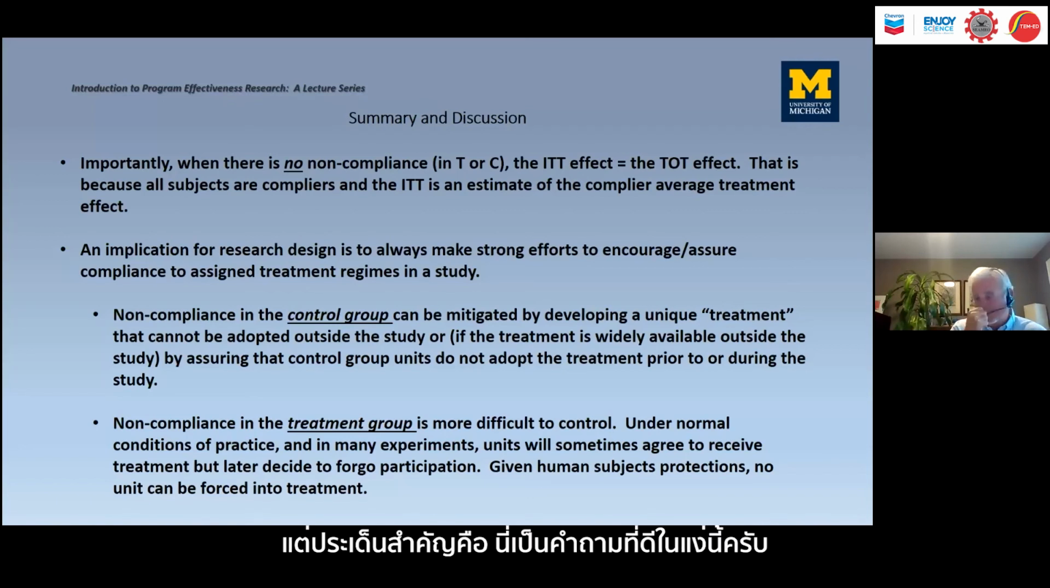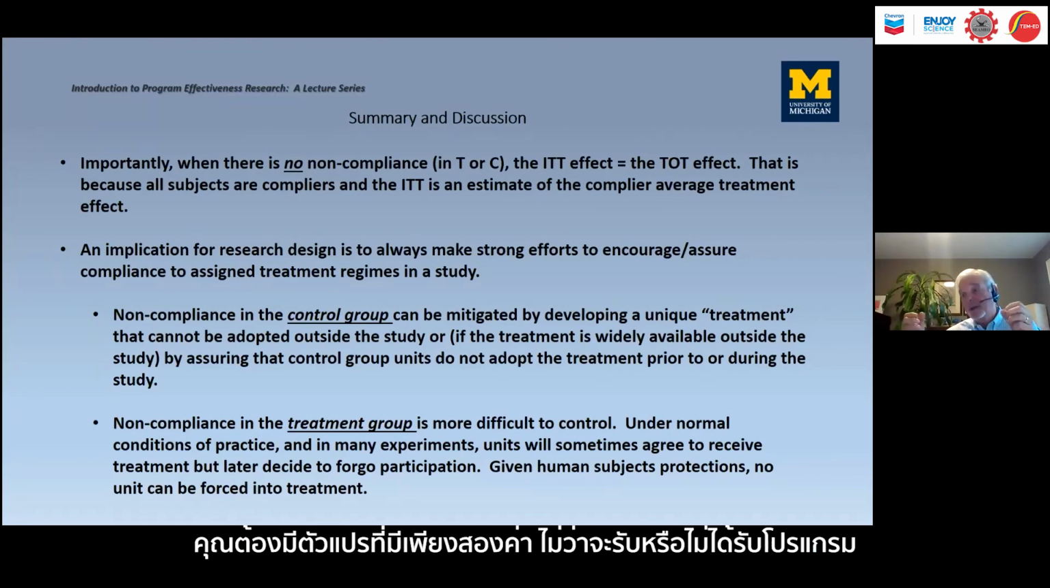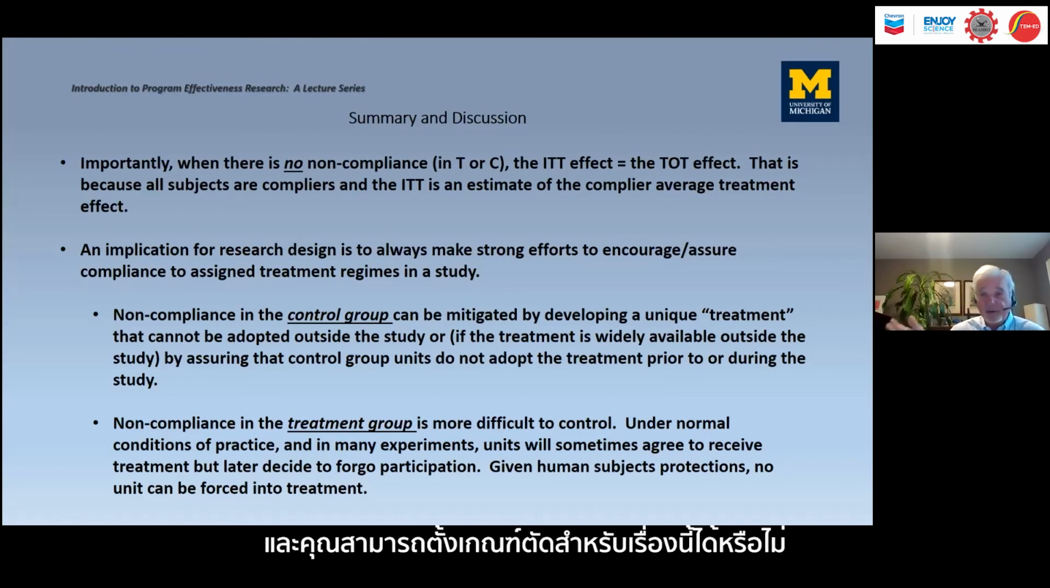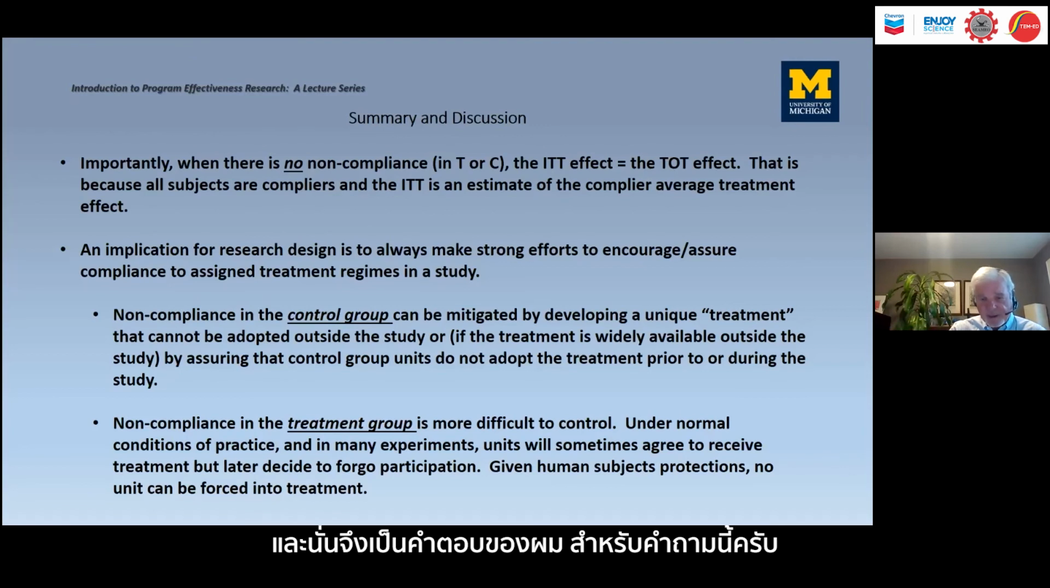But the important point is that it's a good question in the following sense. When you need to have some way to do this TOT analysis using the strategy I advocated for, you need to have a binary variable. You either did or didn't take up the treatment, and can you make a cutoff for that? I would say usually, yeah, it's not that hard to do, or you can make a good case for why you did it. And so that's my answer to that.